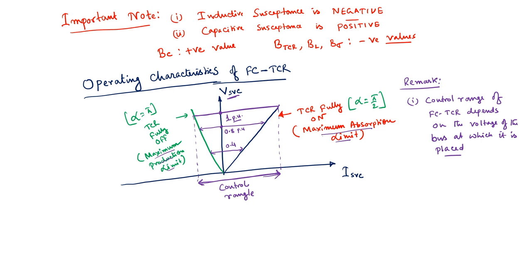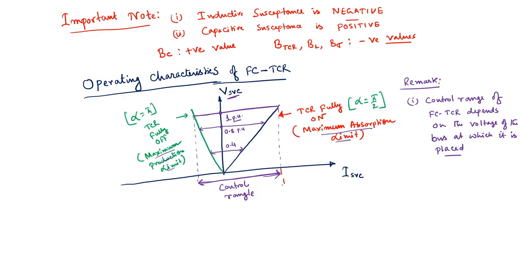Okay. But one thing that I should tell at this moment is that this TCR unit can be operated above its rating to some extent, and that is called the overload range. So, if this is the ISVC max, this inductive max, then this TCR can be operated up to a maximum overload range. So, this maximum absorption limit can be extended to this.